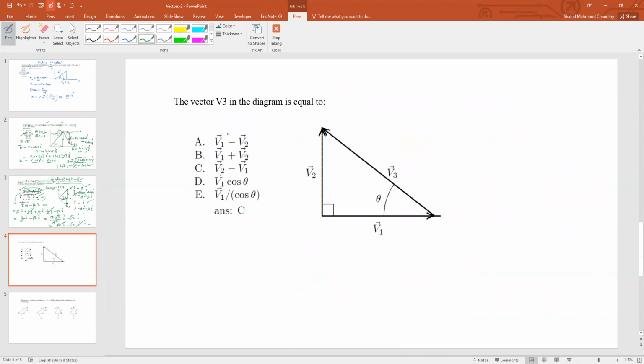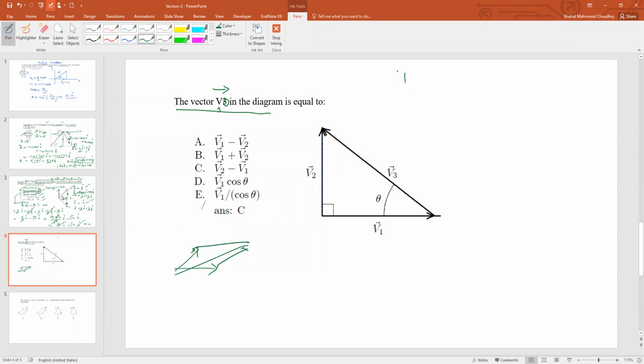So here you can see the vector V3 in the diagram is equal to, this is vector V and this is the 3 here, subscript. So he is asking a question, which answer is correct here? To solve this type of problem, what will you do? We have studied previously the parallelogram law. You remember, we make a parallelogram and then complete it.